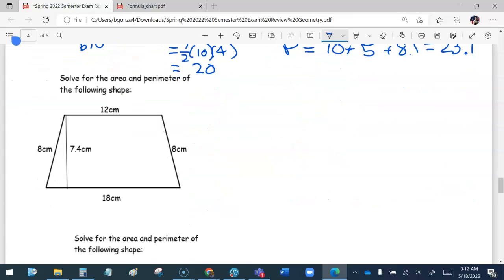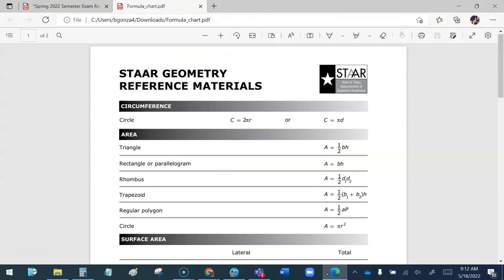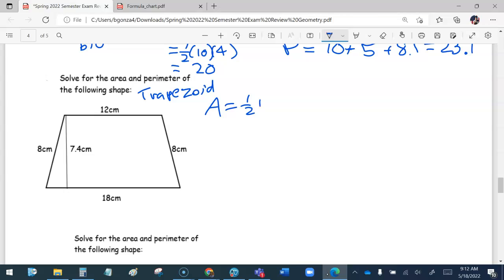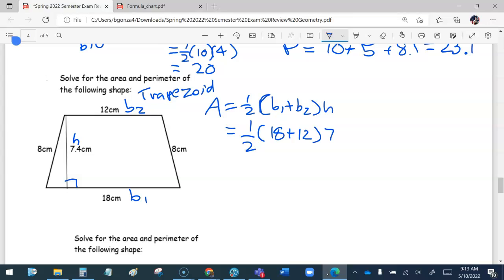So for the area and perimeter of the following shape, we already talked about the area of a trapezoid. The area of a trapezoid is 1/2 (B1 plus B2) times H. So B1's down here, B2's up here, they're parallel, and the height is perpendicular between them. So 1/2 times (18 plus 12) times 7.4.